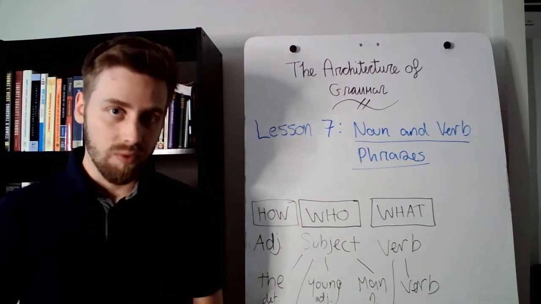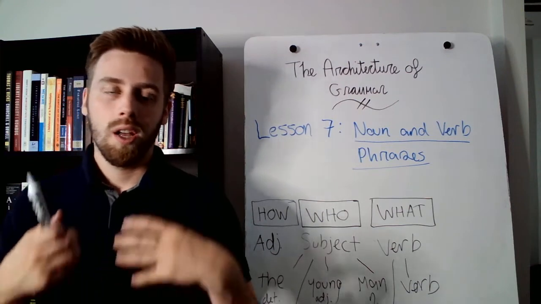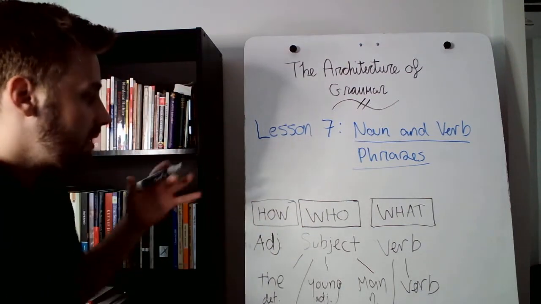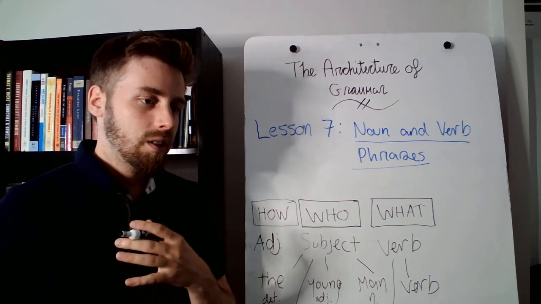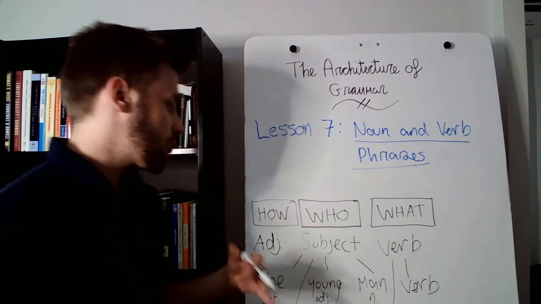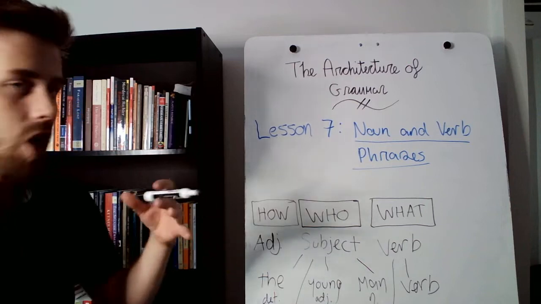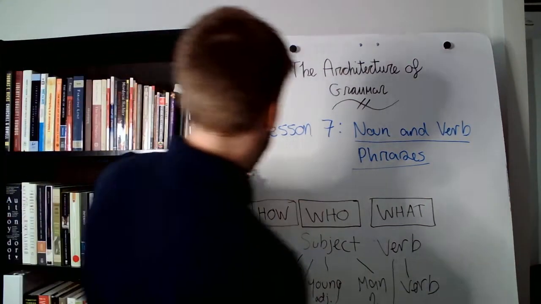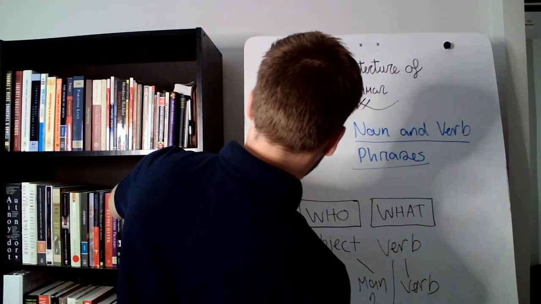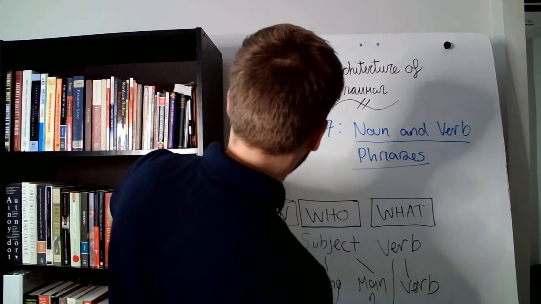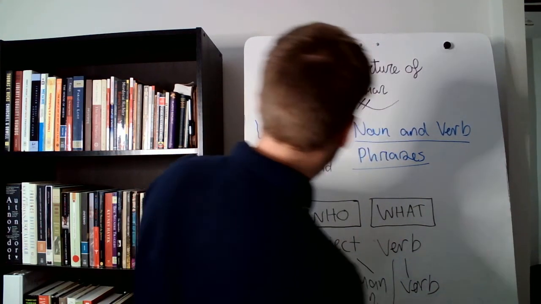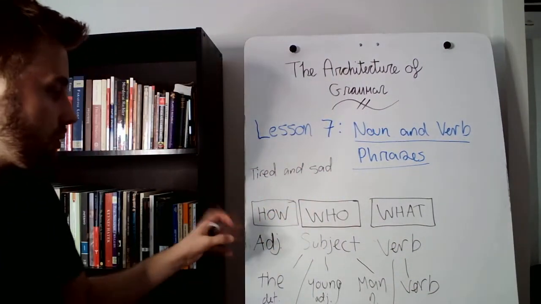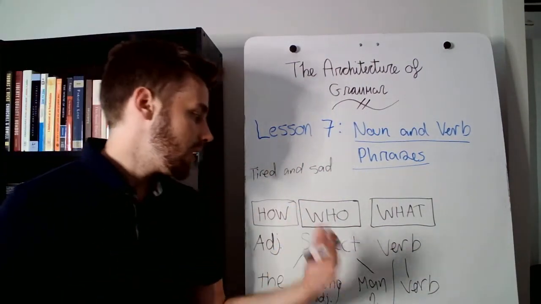To have an adjective phrase, we need to have multiple words. So we could say tired and sad. The extremely young man is drinking coffee. So we'd have tired, that's one adjective, and sad, that's another adjective. Tired and sad, the extremely young man drinks coffee.